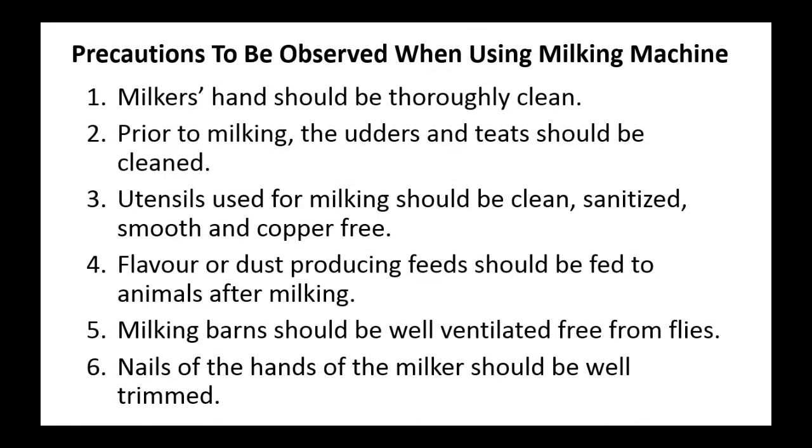Precautions to be observed when using the milking machine. Milker's hands should be thoroughly clean. Prior to milking, the udder and the teats should be clean. Utensils used for milking should be clean, sanitized, smooth, and copper-free. Flavor or dust-producing feed should be fed to animals after milking. Milking barns should be well ventilated, free from flies. Nails of the hands of the milker should be well trimmed.